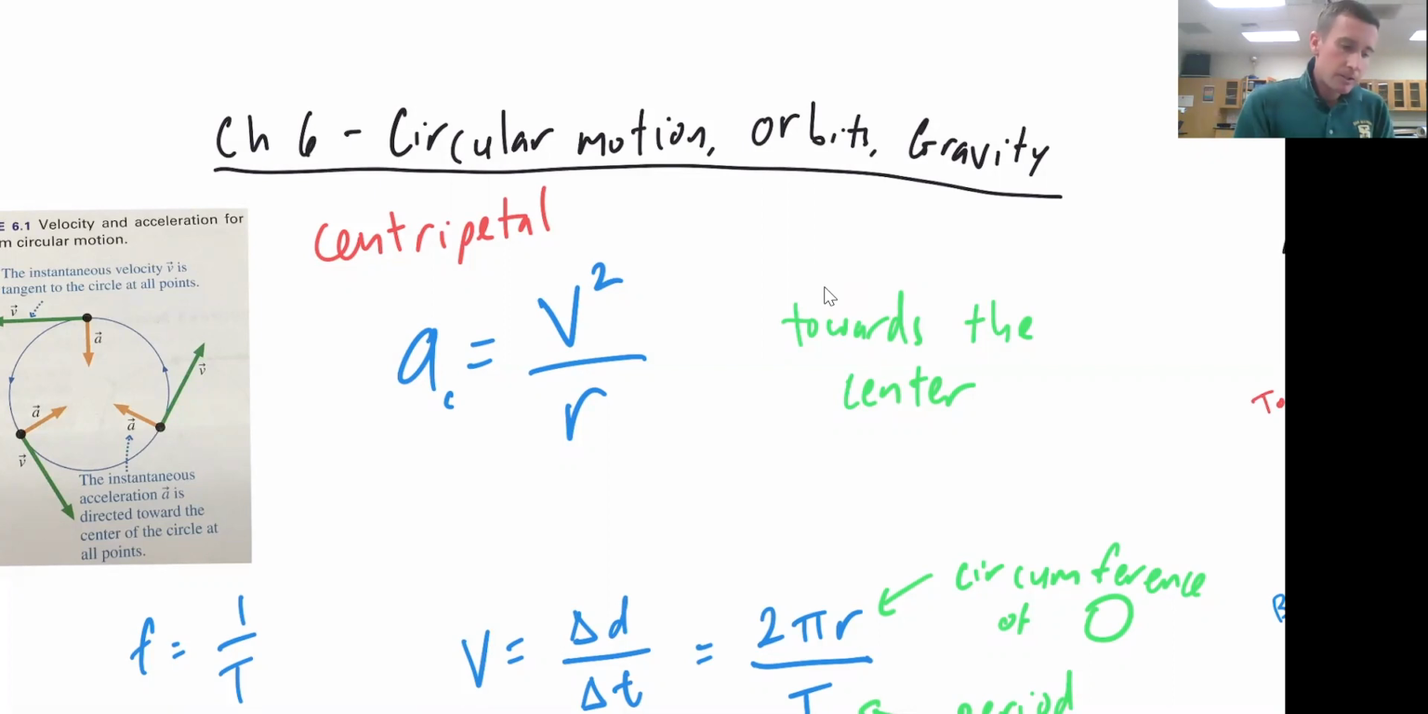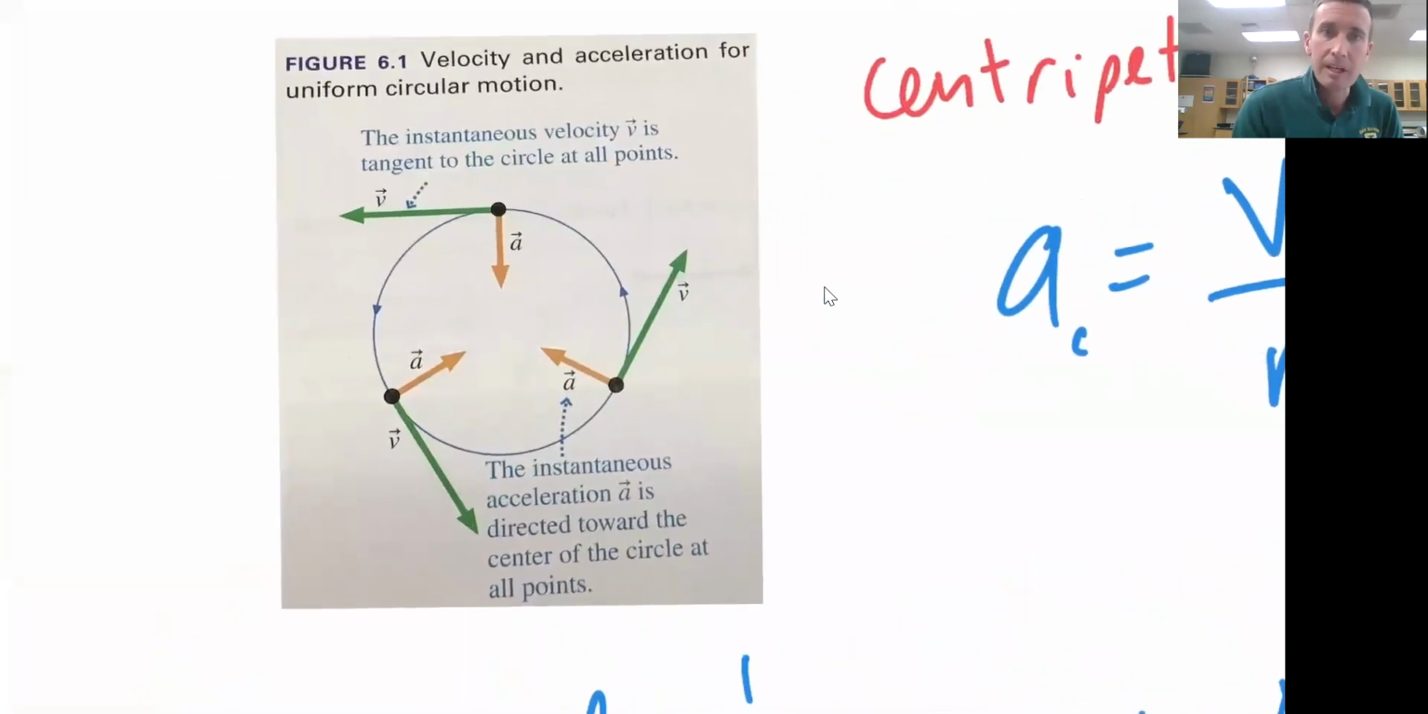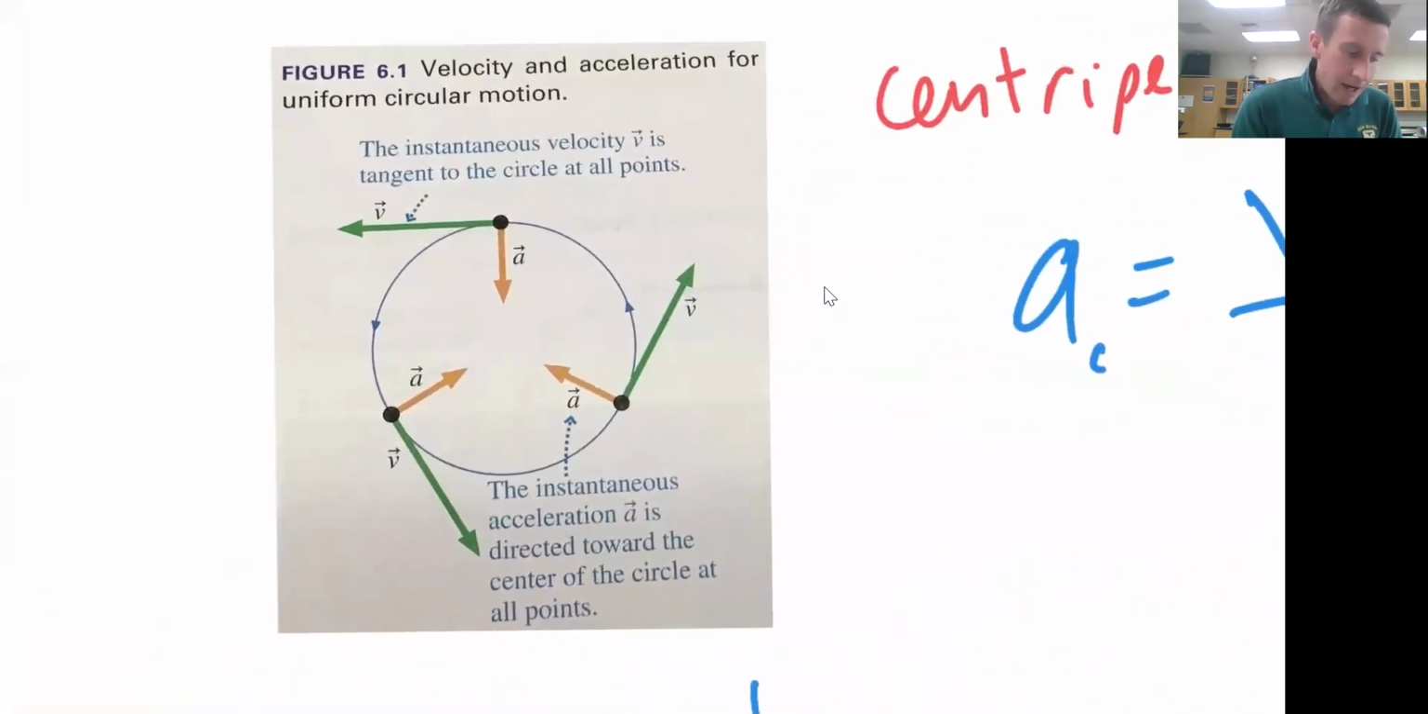Okay, so let's start with a reminder of objects moving in a circle. As objects move in a circle, they have velocity that is tangential to the edge of that circle. We call that tangential velocity. It's the instantaneous velocity at a tangent. Then the acceleration is always towards the center of the circle. So the acceleration always goes in.